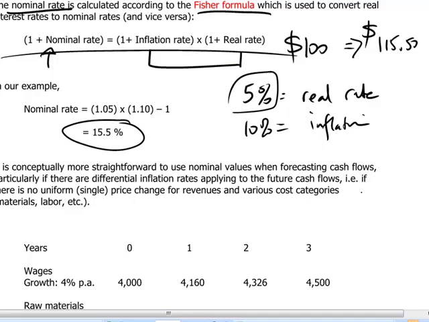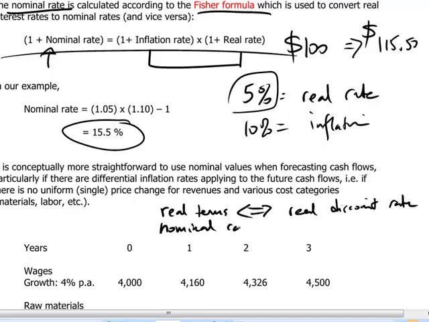When we discount cash flows, just keep in mind that if we have cash flows that are expressed in real terms, then we have to use real discount rates. And if we have nominal cash flows, then the nominal discount rate will be appropriate.